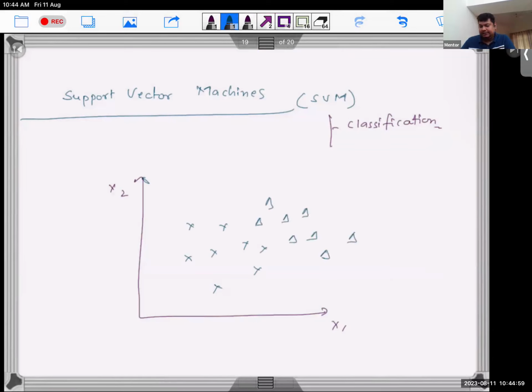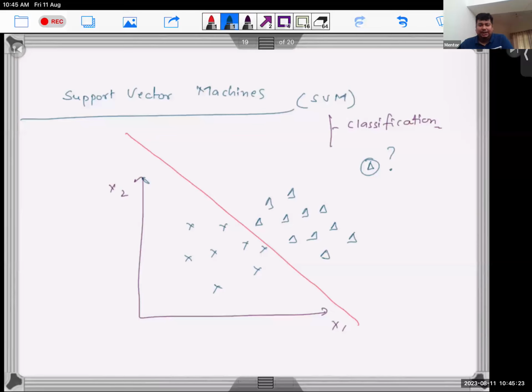I'm going to circle some points. Your objective is to get this line which separates x's and triangles. My simple question is this: if there was a triangle here, do you think this triangle should contribute towards the orientation of this line? Not required. Not necessary, right?